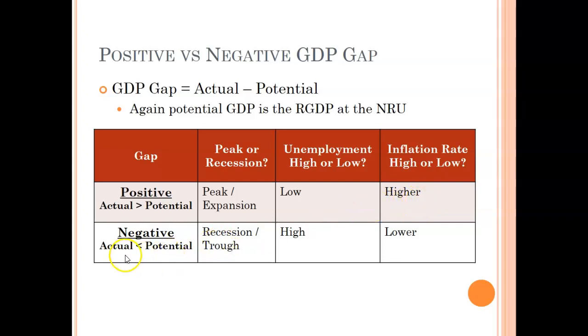The negative is when the actual is less than potential, and so you're probably in a recession or a trough. Again, it needs to be 6 months or longer, so we're just going to use generic recession when we talk about these things and not worry about the technical. Unemployment rate is on the higher side of things, and inflation is traditionally seen as being lower. More conversation about that later on.